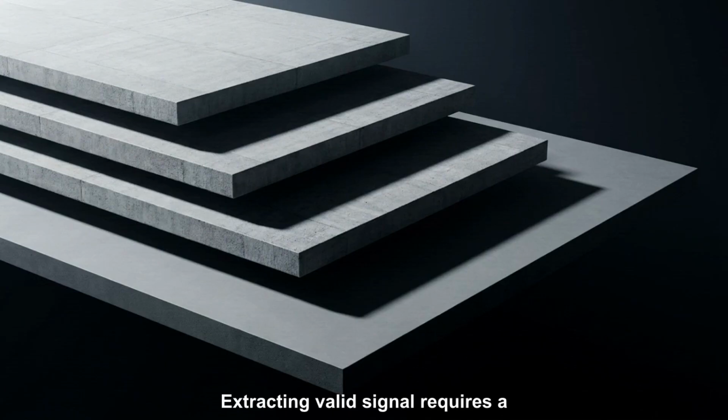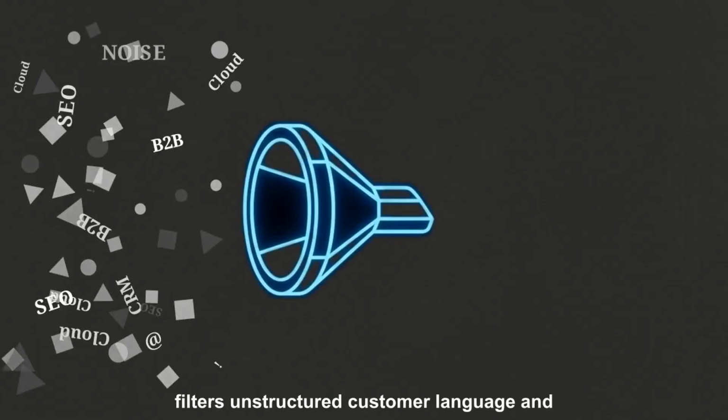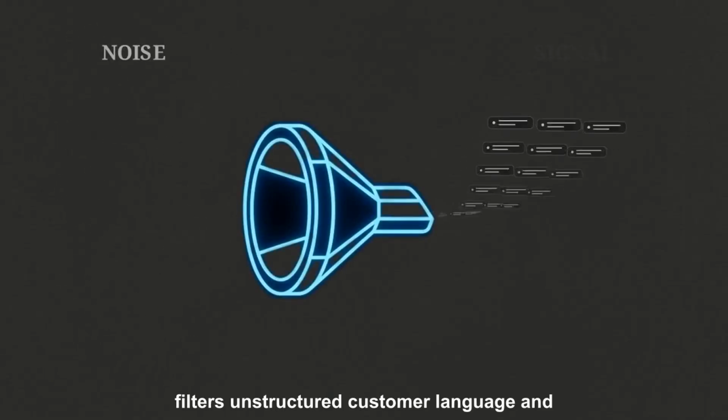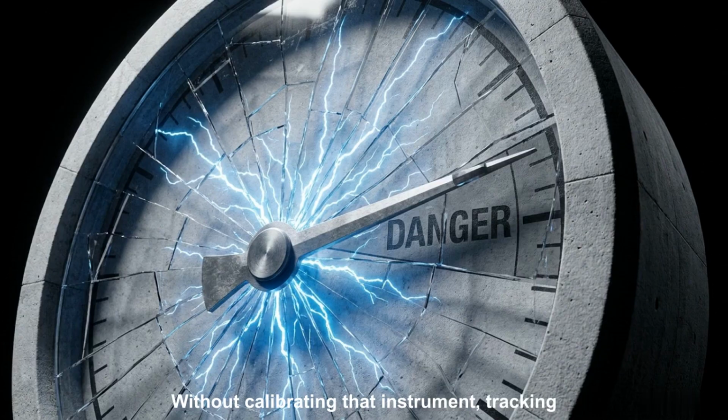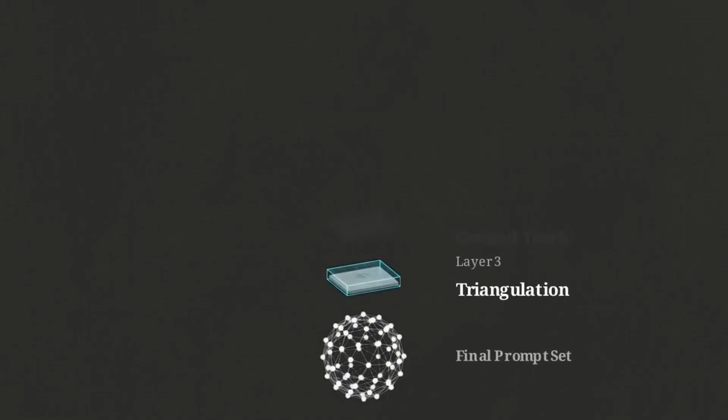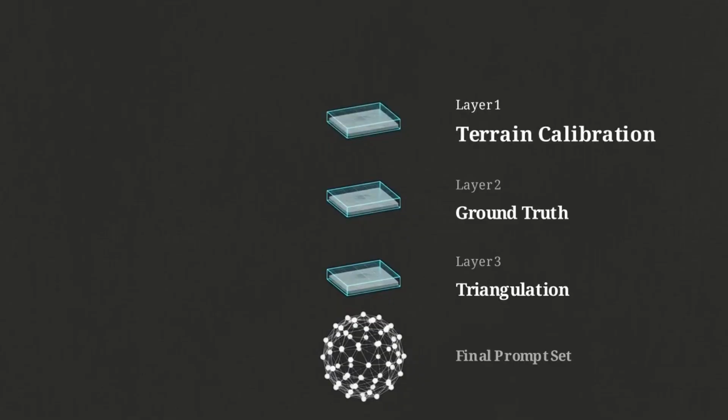Extracting valid signal requires a multi-layered data ingestion protocol. You need a system that filters unstructured customer language and turns it into a rigorous testing array. Without calibrating that instrument, tracking probabilistic AI outputs produces noise instead of actionable intelligence. Constructing a rigorous tracking architecture requires a 3-layered data ingestion protocol.